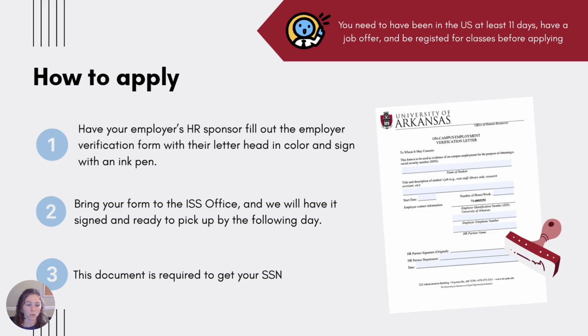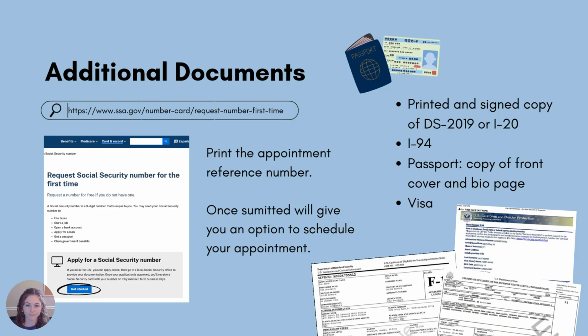The SSN office will look for it and make sure that you have it during that SSN process. Okay, so some other documents that you're going to need are, first, printed and signed copies of either your DS-2019 if you are a J1 student or a J1 visa holder, or an I-20 if you're an F1 visa holder. You'll also need your I-94, which shows your port and date of entry.